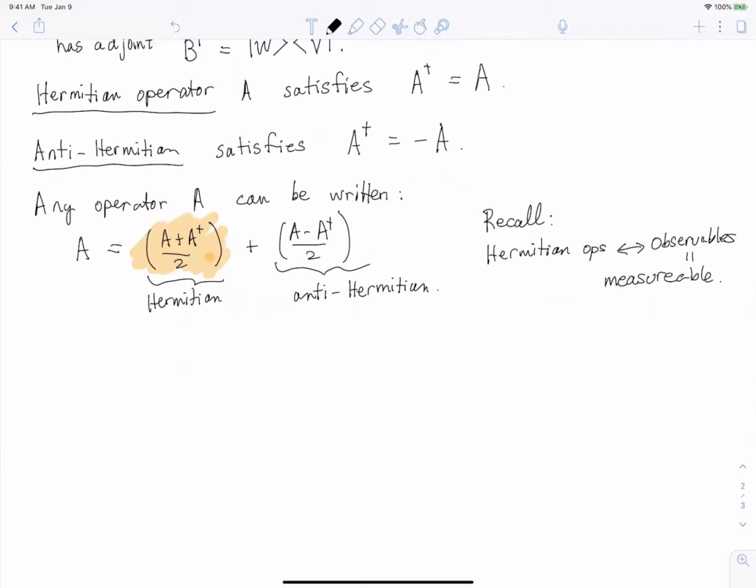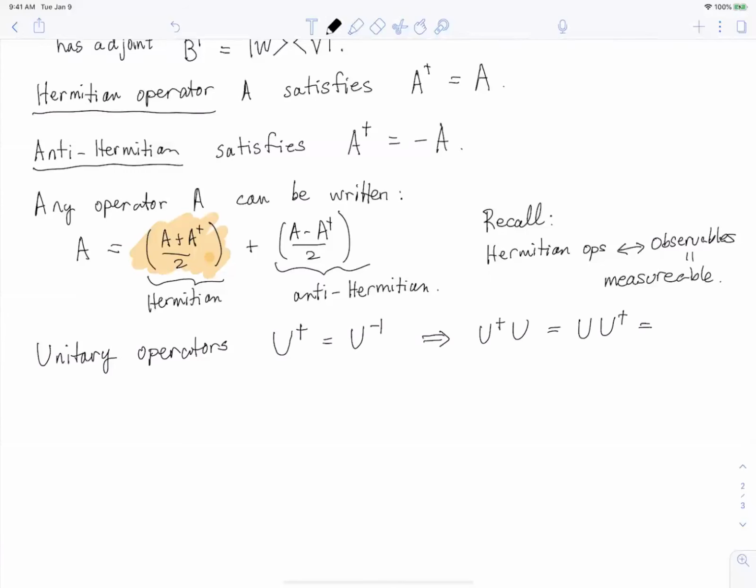Okay, another important definition is going to be unitary operators. Let me use U for that. A unitary operator satisfies that its adjoint is equal not to itself, but to its inverse. And so from that, it follows that if I have U dagger acting on U, I get the same thing as U acting on U dagger, namely the identity operator.